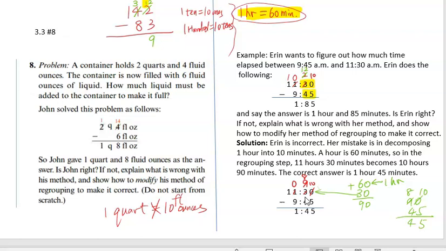Okay, so for this homework problem, it's very similar. And just another reminder, 1 quart is not 10 fluid ounces. So you have to figure out, and you can Google online if you don't already know that, 1 quart equals how many fluid ounces. So when you borrow from this 2, it's going to reduce it down by 1 quart, but the fluid ounces are not increased by 10, okay?